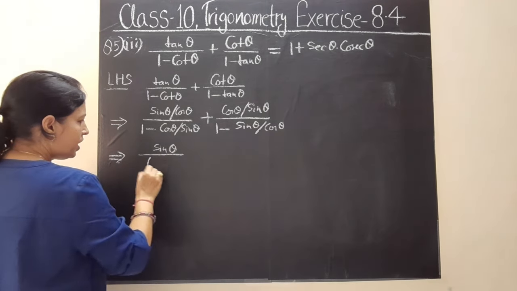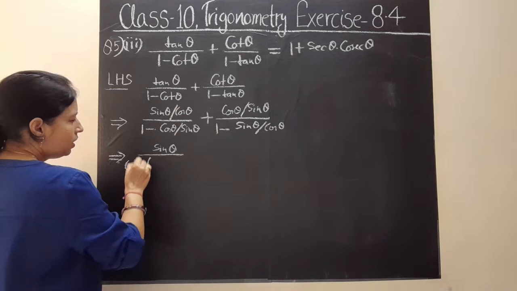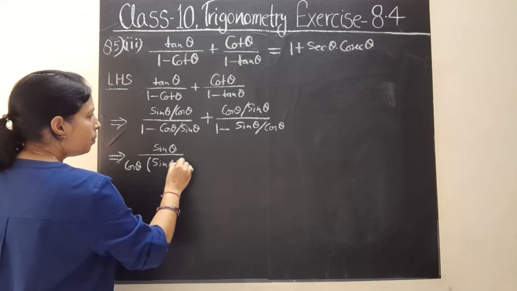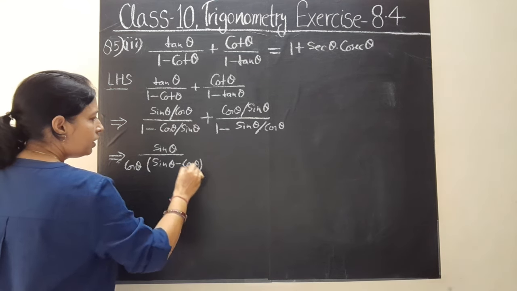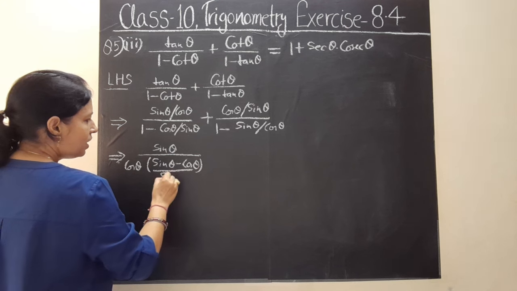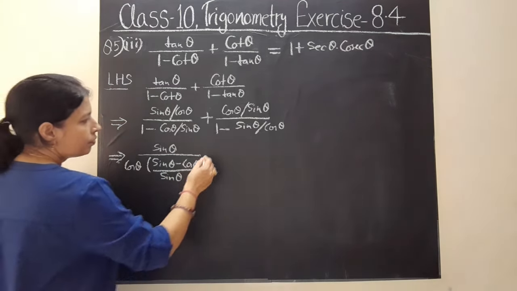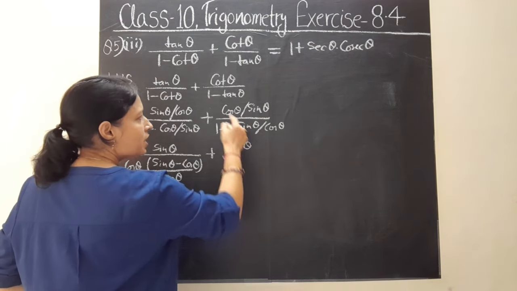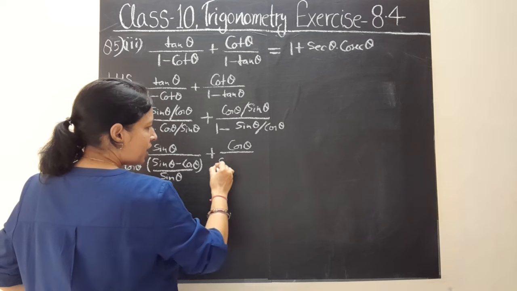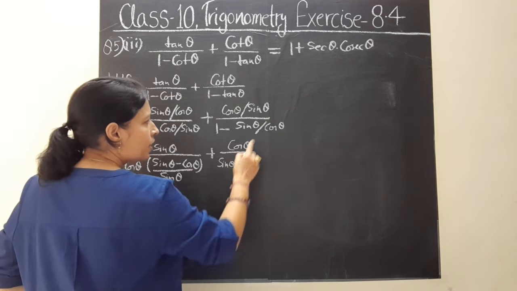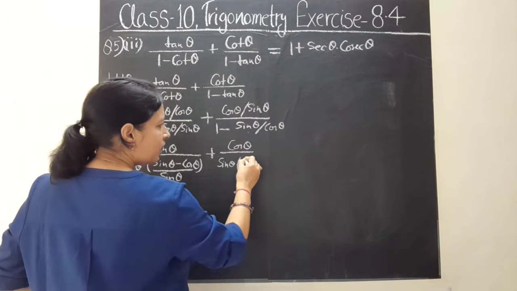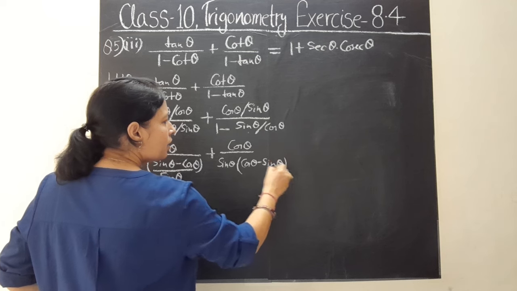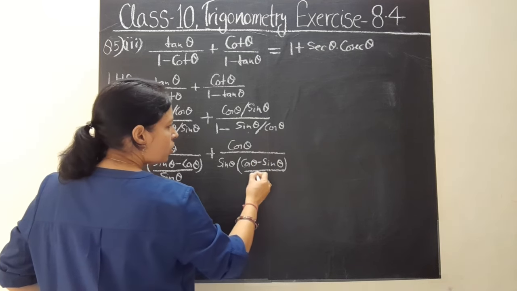So write here sin theta, this cos theta will come down. So write here cos theta and multiply here. So it will come sin theta minus cos theta divided by sin theta, plus here you can write cos theta the same as it is, sin theta will come down. So write here sin theta. Write here cos theta minus sin theta, which will be divided by cos theta.